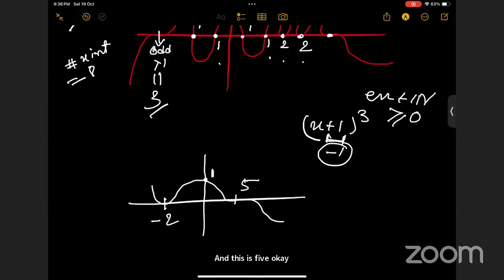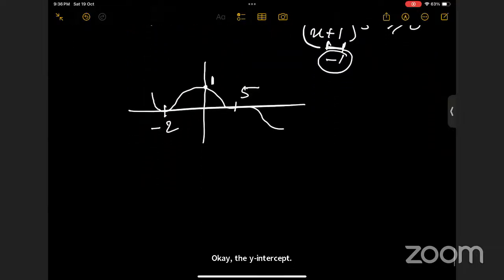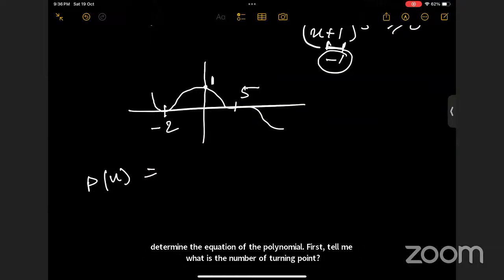This is the y-intercept. Now you have to tell me what is the equation of the polynomial. Here we have a graph. From this graph, we have to determine the equation of the polynomial. First, tell me what is the number of turning points? 2, ma'am. Yes, very good. Correct. So the number of turning points is 2.